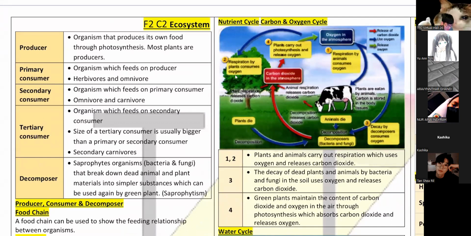So tiring. Okay, anyway, so your chapter 2 is your ecosystem. Okay, this part very important. Who is your producer? Producer is pengeluar. Basically, it's your plant. Okay, anything that will do photosynthesis is called producer, pengeluar.